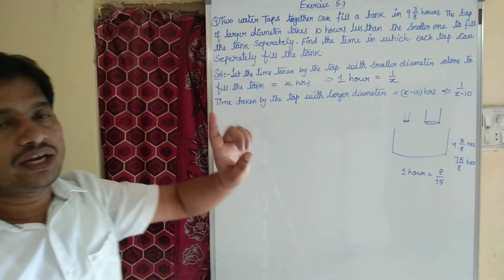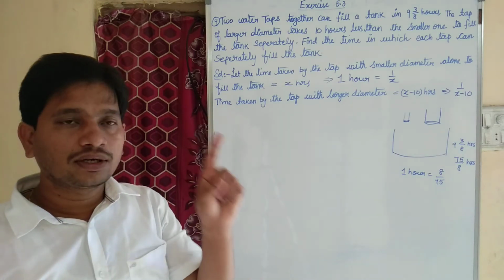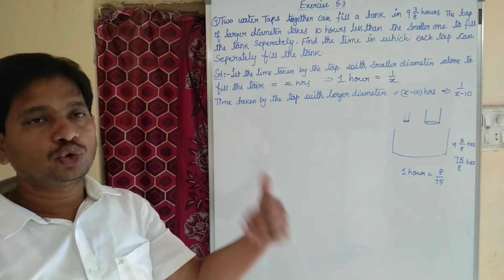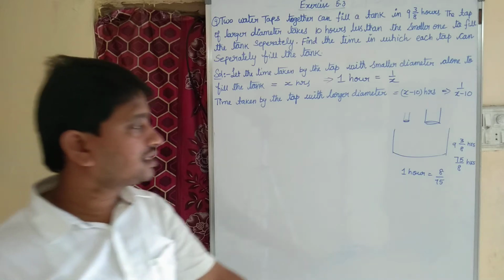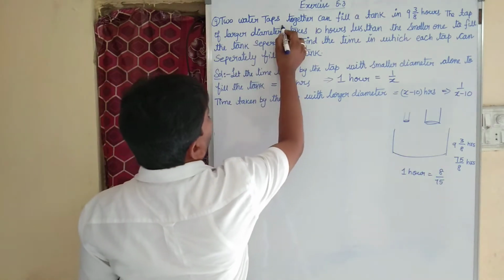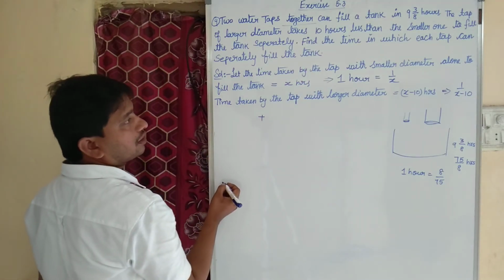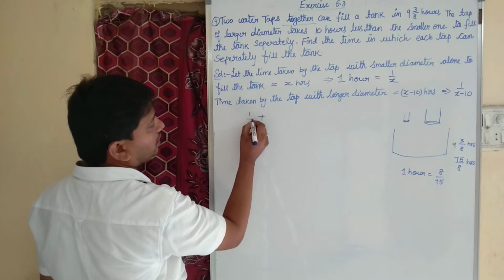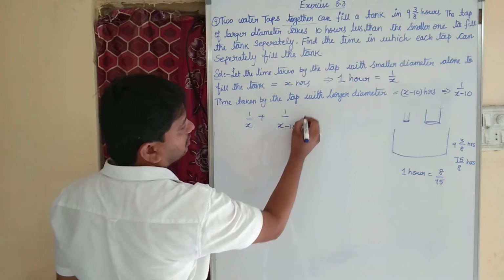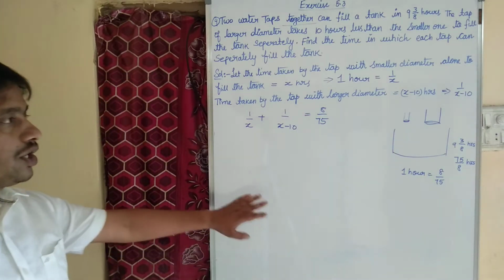Children, here we are finding for 1 hour. In 1 hour, smaller diameter is 1 by x. In 1 hour, larger diameter is 1 by x minus 10. The two taps together fill the tank in 1 hour is 8 by 75. They said together, and together means, according to the problem, we need to add. So 1 by x plus 1 by x minus 10 is equal to 8 by 75. From here you can do it easily.